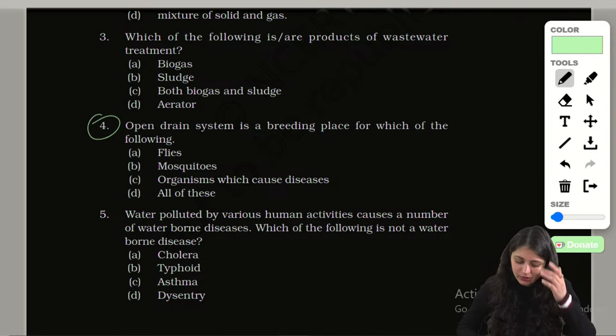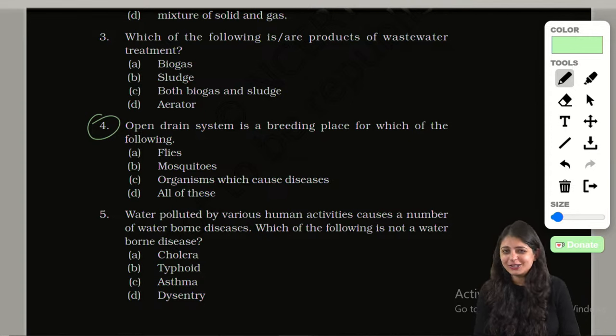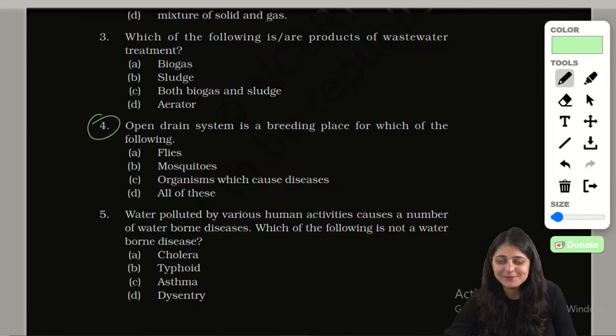चलिए question number four. Open drain system is a breeding place for which of the following? Flies, mosquitoes, organisms which cause diseases, all of these. Batao. Chalo, question number four. Main na ye thoda sarcasm mein bol rahi thi ki tough hai, bahut easy hai.